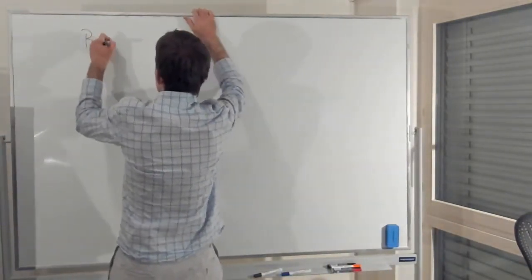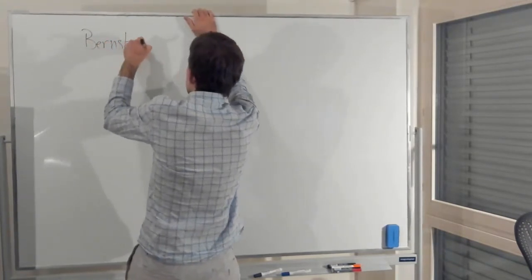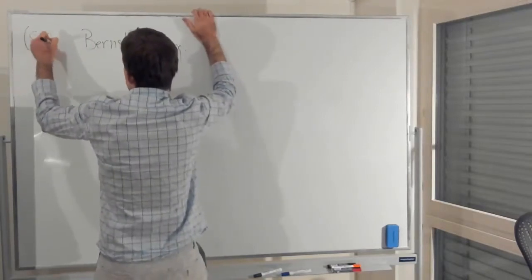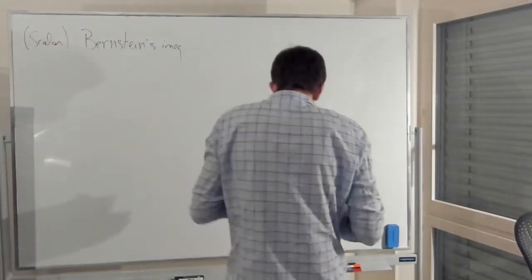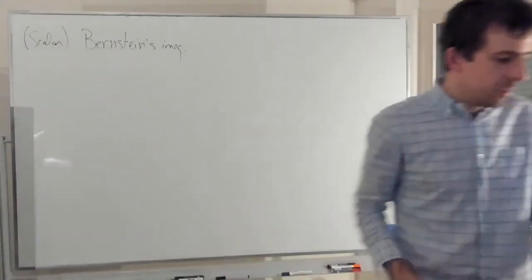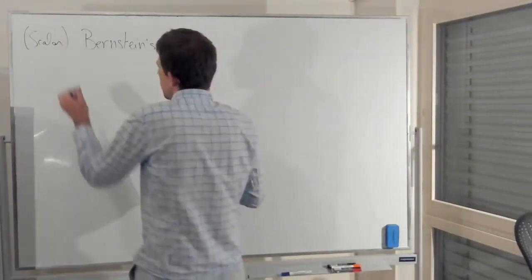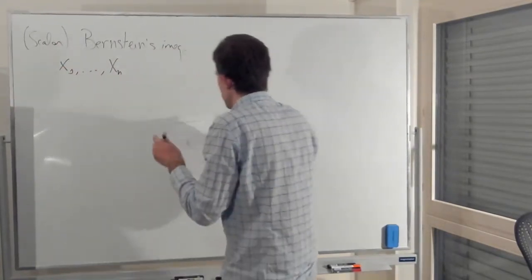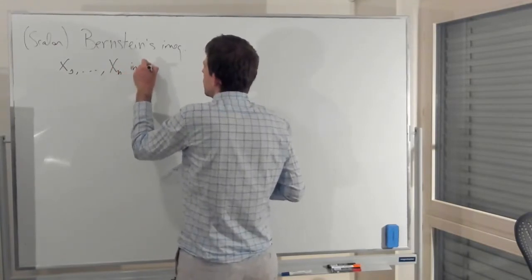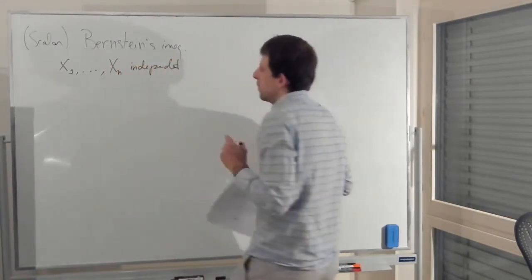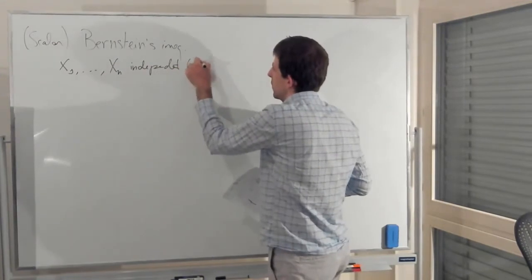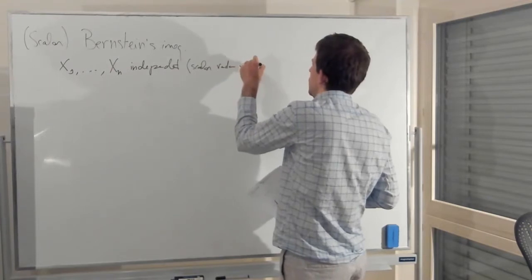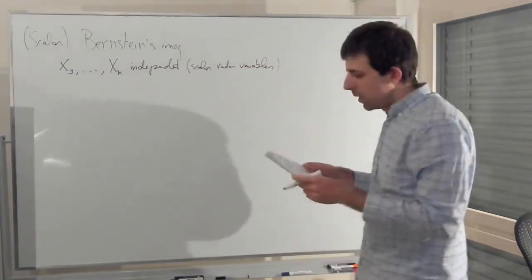Right? So let's recall Bernstein's inequality, the scalar version. Make sure I use exactly the formulation that we had. So it said that if we had x1 through xn, independent scalar random variables, then we have the following.